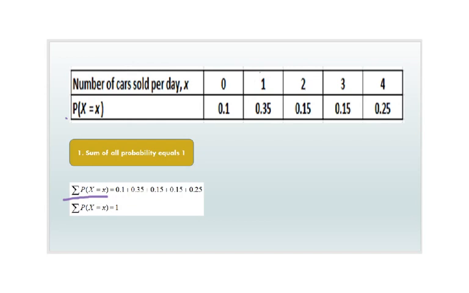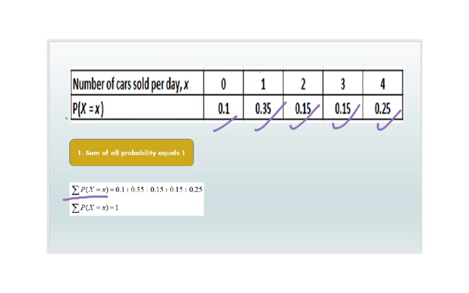So we add all the value of probability. So we have 0.1 plus 0.35 plus 0.15 plus 0.15 plus 0.25. So we add all the value, we will come up with 1. So that means our first property is fulfilled. Alright, so that is for the first property.